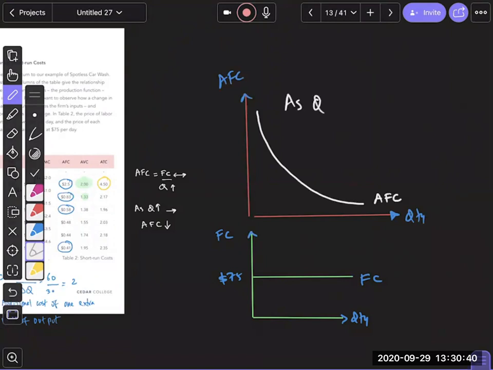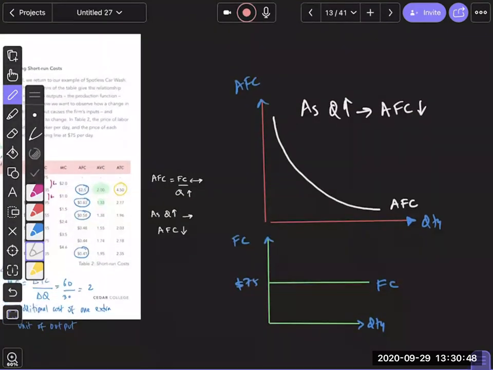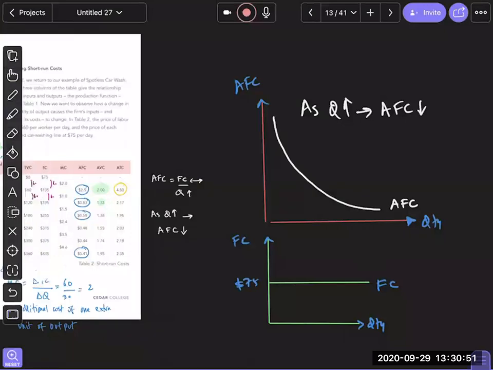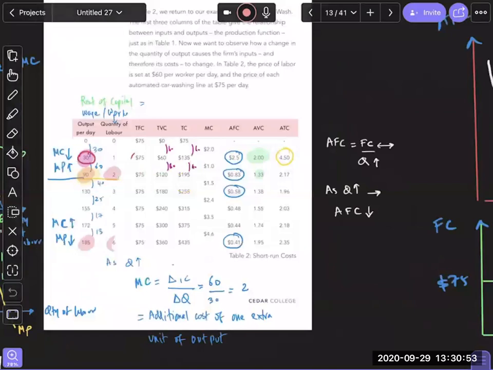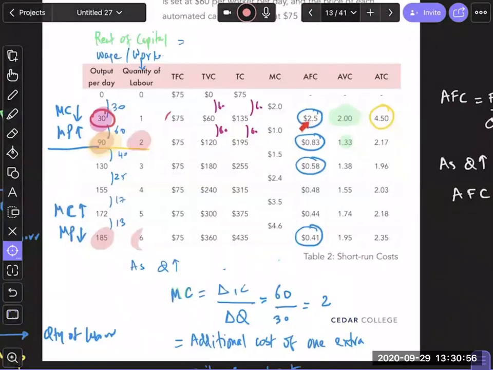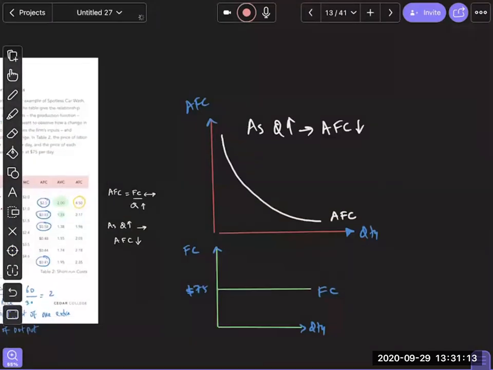So as quantity rises, average fixed cost will fall. Make sense, guys? Do we agree with the average fixed cost? Because look at this, guys. 75 divided by, let me go back to the table. This 2.5 is basically 75 divided by 30. 75 divided by 90 is 0.83. And similarly, 75 divided by 185 is 0.41. Okay, so average fixed cost continuously declines as you make more and more of the quantity. Right? Am I good to move on?